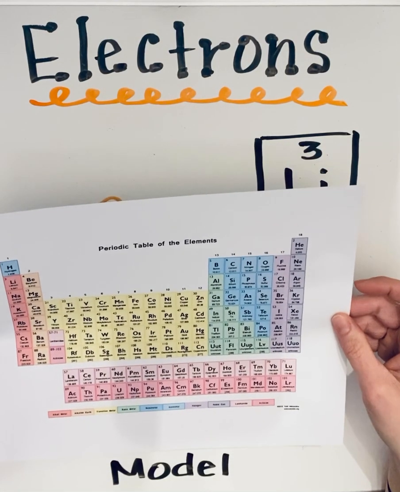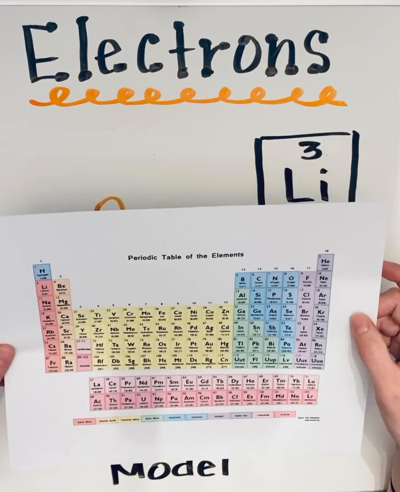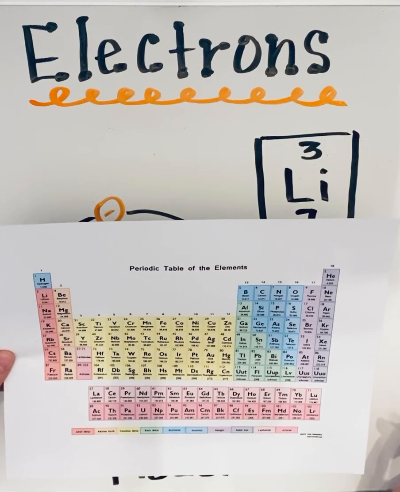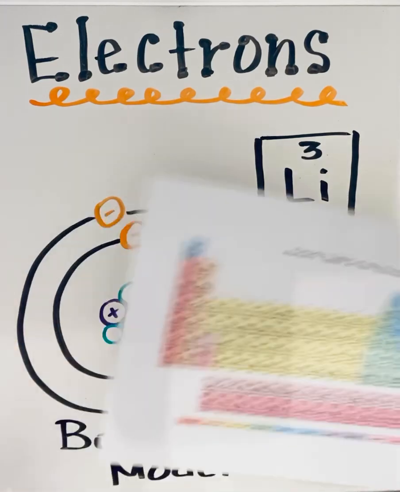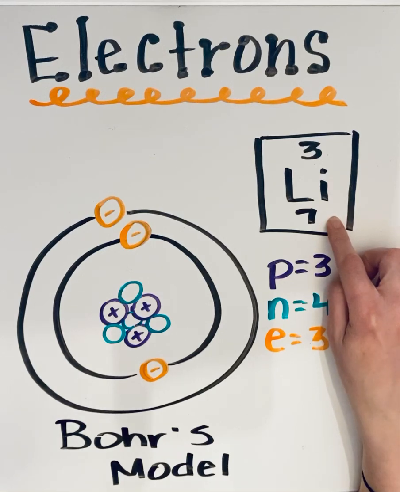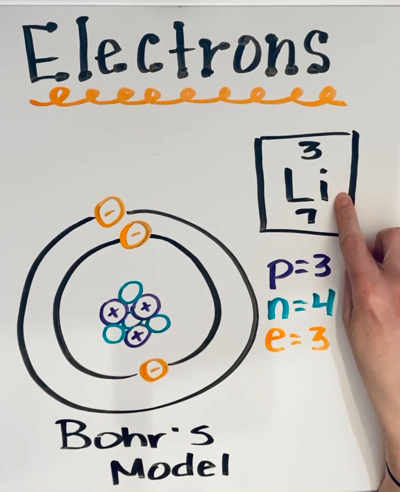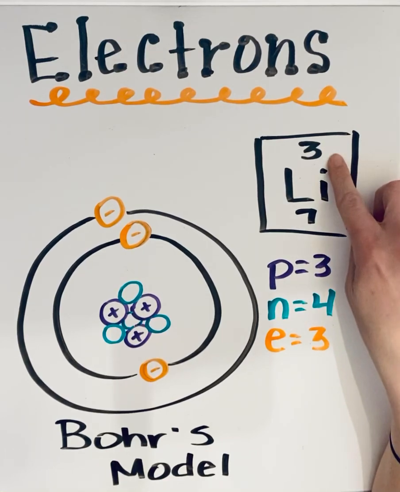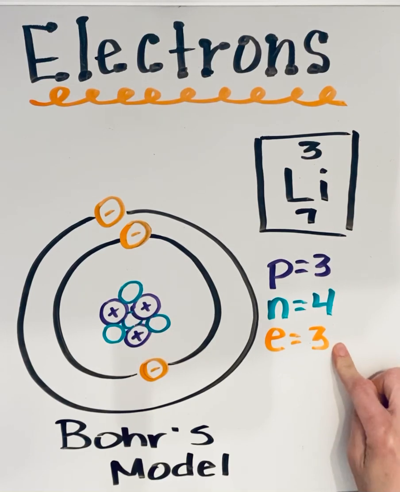So I've just printed out a very tiny periodic table on my computer. And we're working with lithium, which is an atom or an element that we've worked with quite a bit. So this is how lithium is represented on the periodic table of elements. Li is the symbol. This is the atomic number, which tells you the number of protons, 3, and also the number of electrons, 3, in one atom of the element lithium.